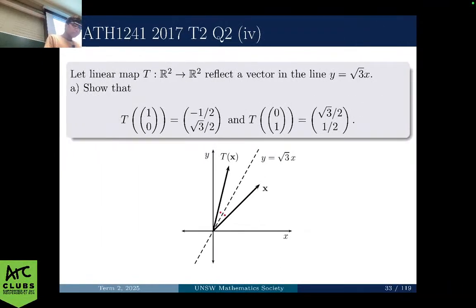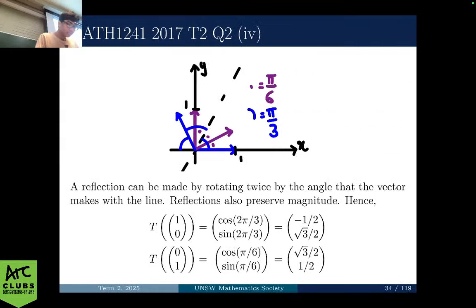So we're going to do another example. So this linear map T, and it goes R2 to R2, and we're reflecting a vector across this line, y equals root 3 x. So some line like this. And I want to show the transformation of (1,0) and the transformation of (0,1), it takes me to these points individually.